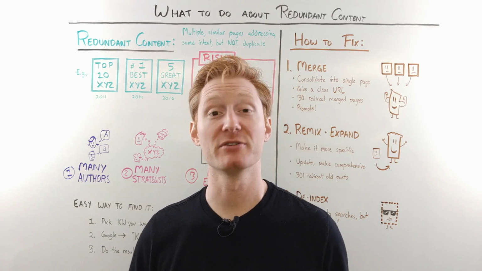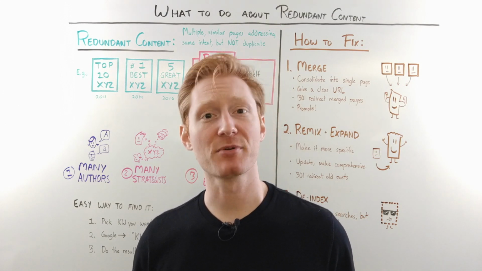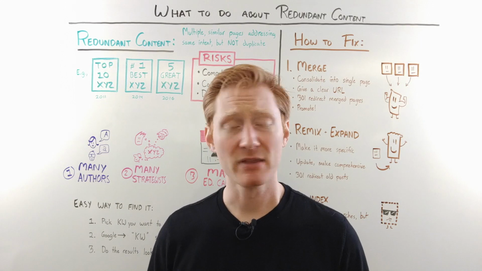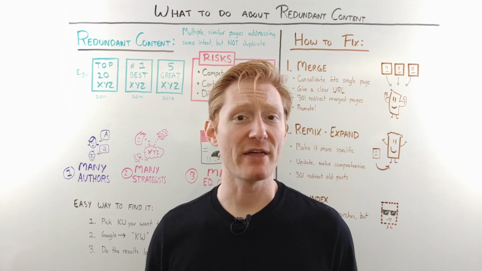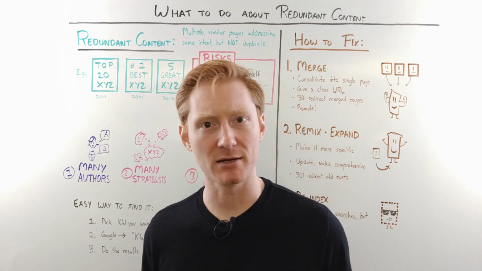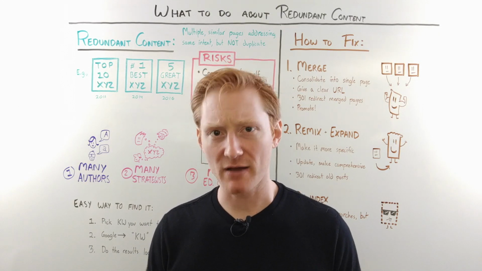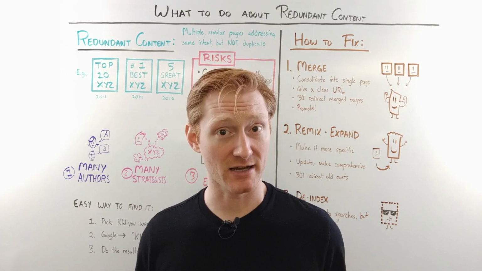Hi friends, I'm Jeffrey with Overthink Group, and right now we're going to talk about a really common problem that companies face when they're doing their content marketing, and that's the problem of redundant content. Now, you're all familiar with duplicate content and that being a problem, but that's not what we're talking about when we're talking about redundant content.